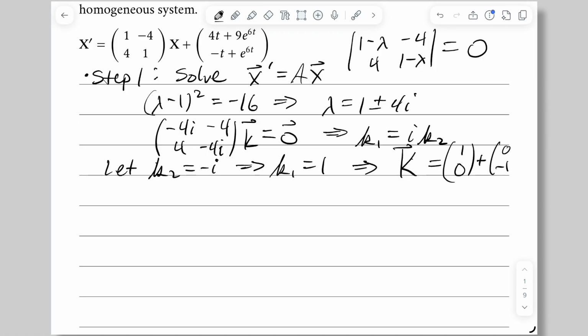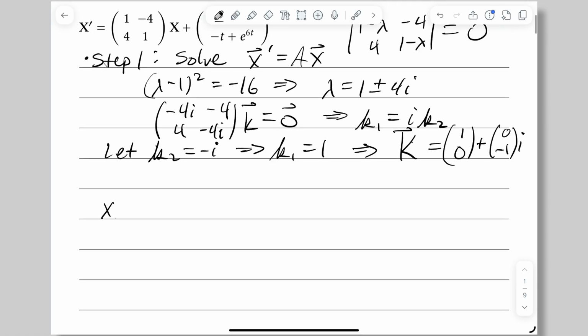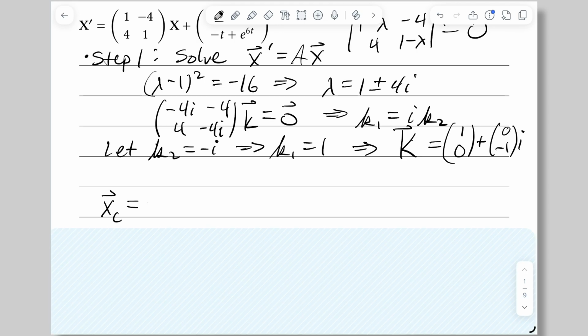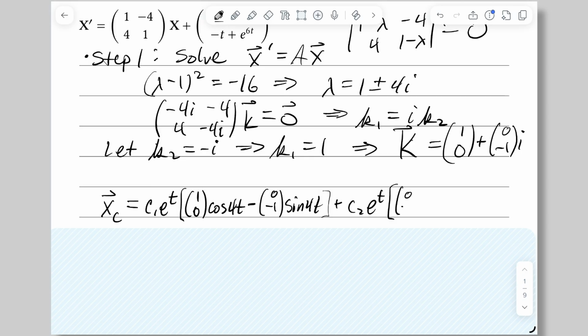plus 0, negative 1 i. Now that we know what b1 and b2 are, we can form what's called the complementary solution, analogous to a complementary function for a differential equation. xc is equal to c1 e to the t times the column vector 1, 0 cosine of 4t minus the column vector 0, negative 1 times the sine of 4t, plus c2 e to the t times 0, negative 1 cosine 4t plus 1, 0 times the sine of 4t.